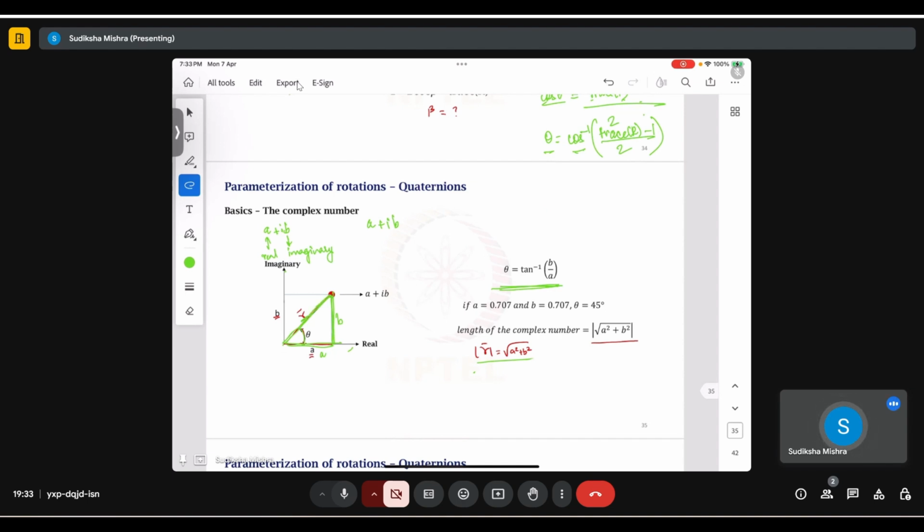The magnitude or the length of this particular line will be, so this is tan inverse of imaginary by real. The magnitude, the length of this line, will be root over a square plus b square.